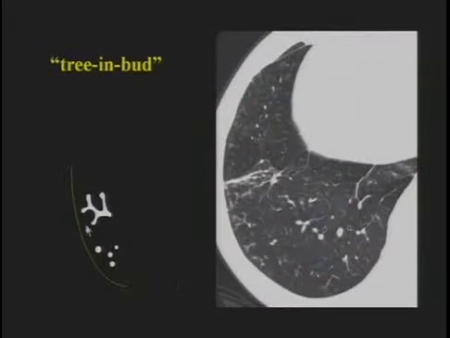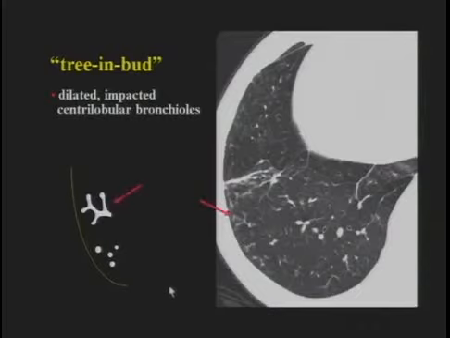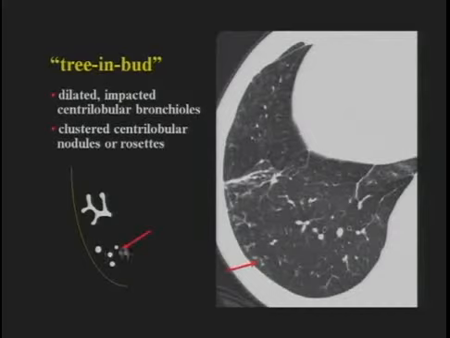Now, this is what tree and bud looks like. In a drawing, this is what tree and bud looks like. In a patient, we see this branching structure in the lung periphery that represents a dilated, impacted centrolobular airway. Sometimes you see a little cluster of nodules, or you see the buds better than the tree branches. Basically it is the same thing. Here, another nice example of tree and bud in between the two.